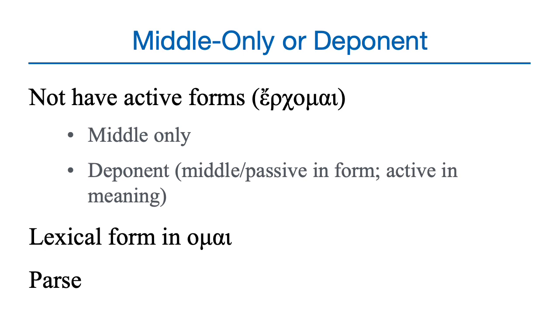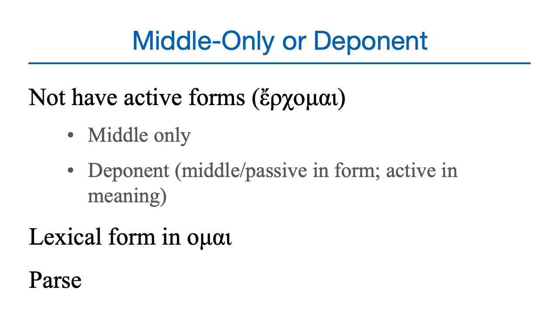Now we come to middle only or deponent. Something you should learn is deponent verbs. These are verbs that have personal endings that are middle or passive in form, but the verbs are active in meaning. For example, erchomai does not have an active form. You don't have erchō. You will always see erchomai in the dictionary. It is in the middle form only. Therefore, it is deponent. To define a deponent verb, we say it is middle passive in form but active in meaning.